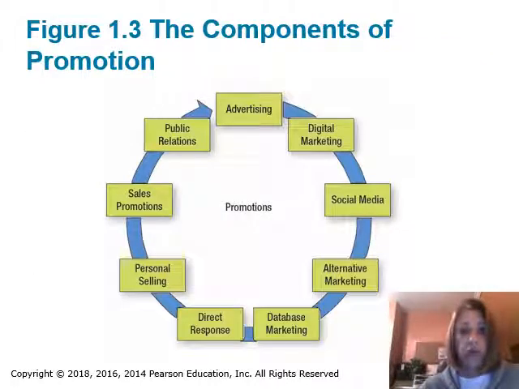This figure shows the components of promotion. The traditional marketing mix, as I mentioned, consists of product, price, promotion, and distribution or place. Traditionally, the promotion component consisted of just advertising, sales, and personal selling. But today it is expanded to include database marketing, direct response marketing, sponsorship marketing, digital marketing, social media, alternative marketing, which we might call guerrilla marketing, and public relations. The venues for reaching customers have increased way beyond just advertising.